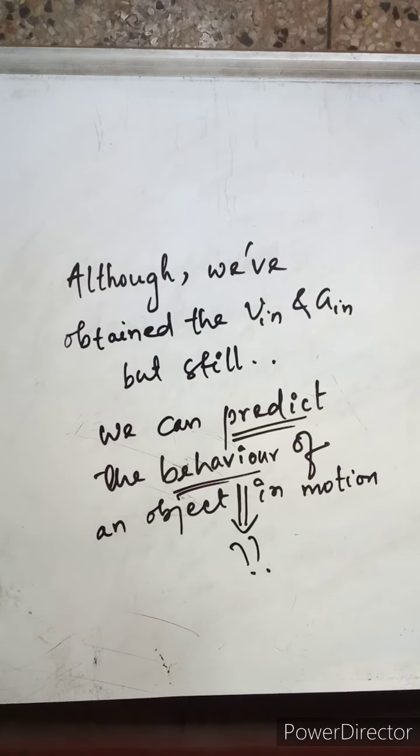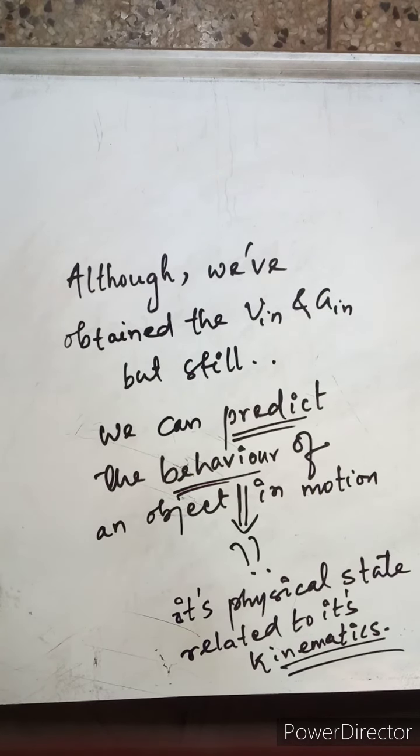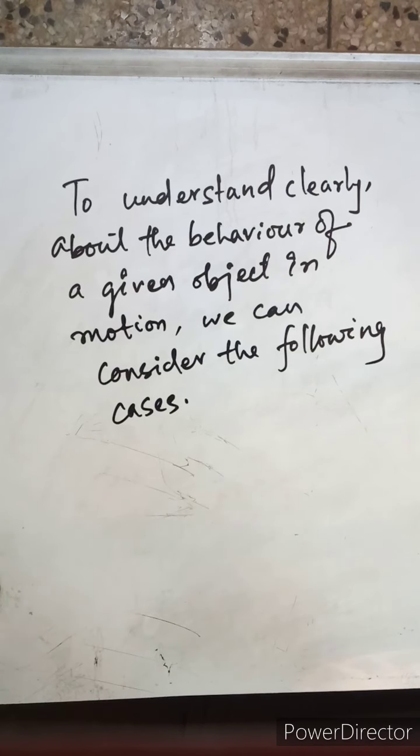What kind of behavior am I speaking about in this case? The behavior as in its physical state related to its kinematics, meaning if it is moving, how is it moving? We can predict that by just looking at the equation. It will be very easy to predict now, since we have understood. Now, to understand clearly about the behavior of a given object in motion, we can consider the following cases. I'll give you two cases in which you can understand what I'm speaking about, and you can also predict as well.